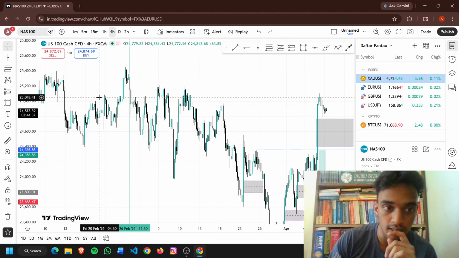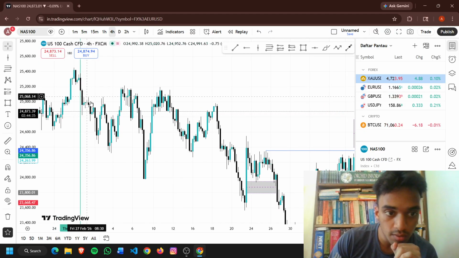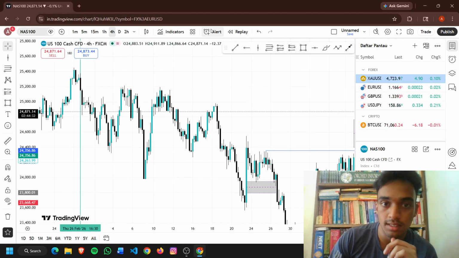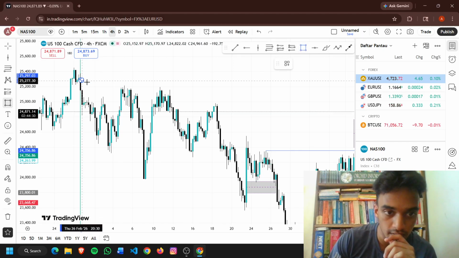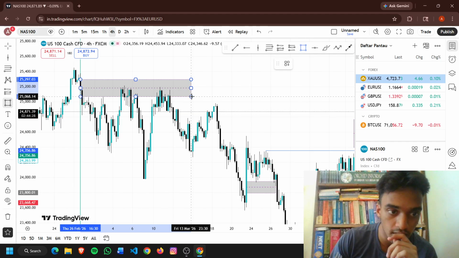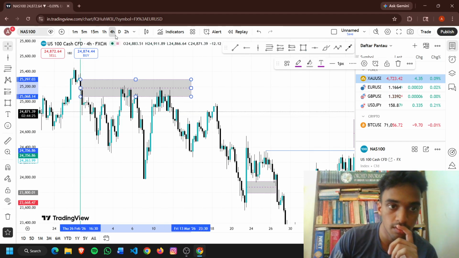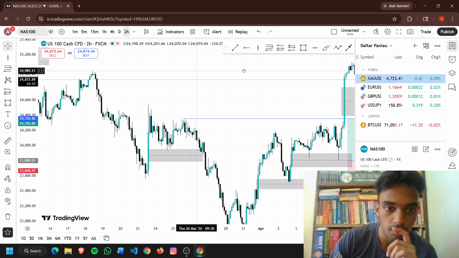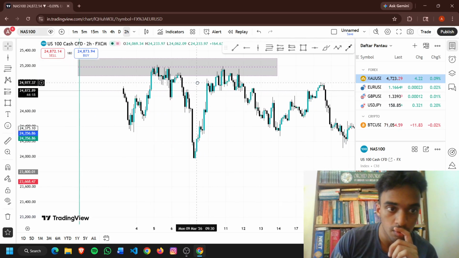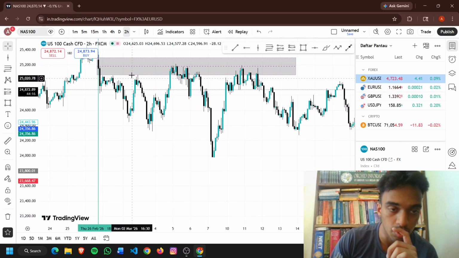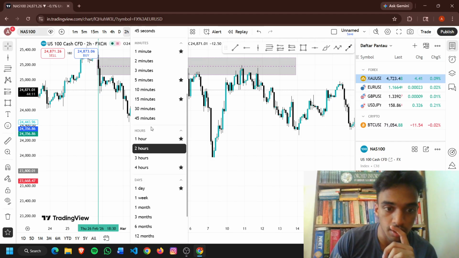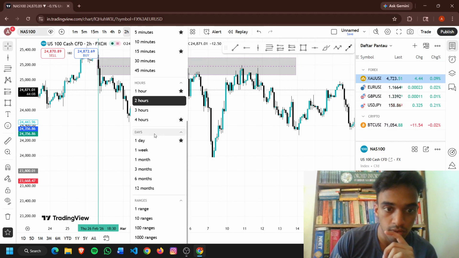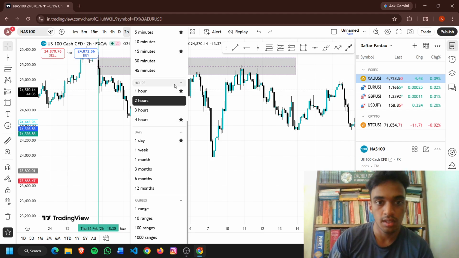Where is it, guys? Yeah, figure it out. See, this is also a gap. This is also an imbalance candle. I hope you guys can understand. This is also an imbalance fair value gap candle. These two candles. I think probably 2 hour would have worked. Nah, still didn't work. Let's see which time frame it actually worked. Maybe 5 hour or something.